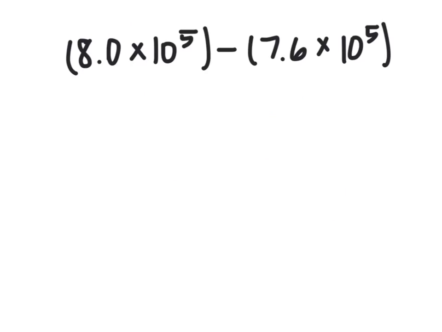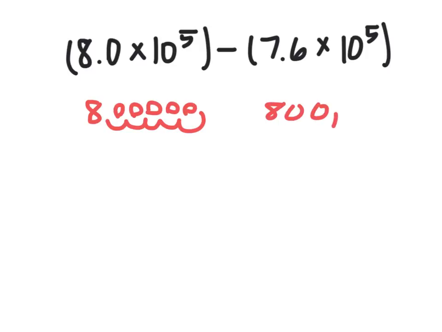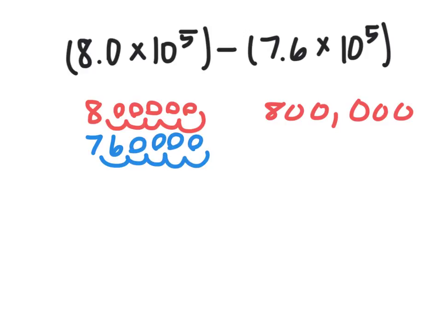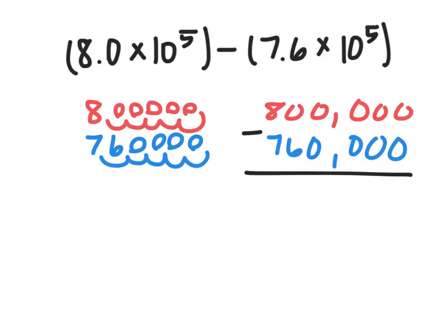Looking at another example, this time with subtraction, we have 8 times 10 to the fifth power minus 7.6 times 10 to the fifth power. Let's go ahead and expand 8 times 10 to the fifth power. That's going to be 8 followed by 1, 2, 3, 4, 5 zeros, 800,000. And if we look at 7.6 times 10 to the fifth power, we get 1, 2, 3, 4, 5. So that is 760,000. Combining them through subtraction, we'll be left with 40,000.